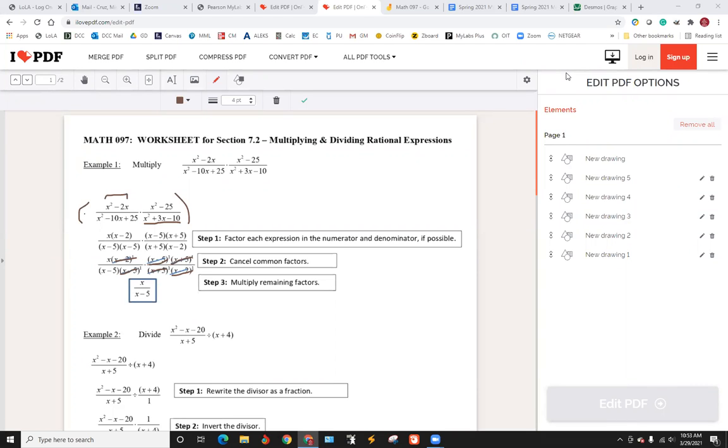So any questions about that first one? It's just a matter of factoring and taking out the common factors. And when you take out the common factors, there's nothing left to multiply. That's generally easier than if you were to try to multiply x squared minus 2x times x squared minus 25. You're still going to have to factor, but it just may not be pretty. And then down here, you're going to have 9 terms. You're going to have to combine them. And then again, you're still going to have to factor. So factor before you do anything, and then take out the common factors. And the only thing that's left is x over x minus 5. Any questions?